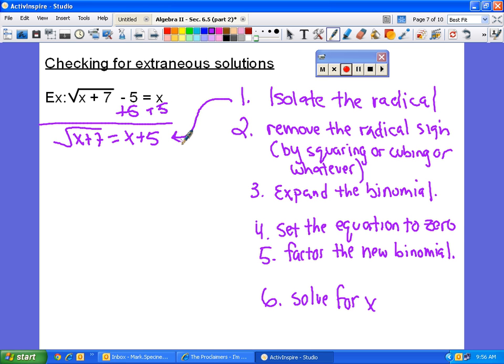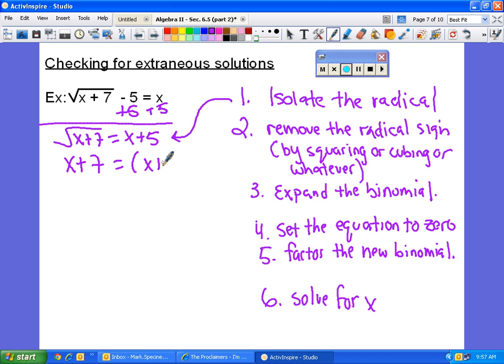Step number two is to remove the radical sign by doing whatever the index is. That's the operation that you have to undertake, whether it's squaring, cubing, whatever. In this case, it's squaring, so I'm going to square both sides. So on the left side, I get x plus 7.